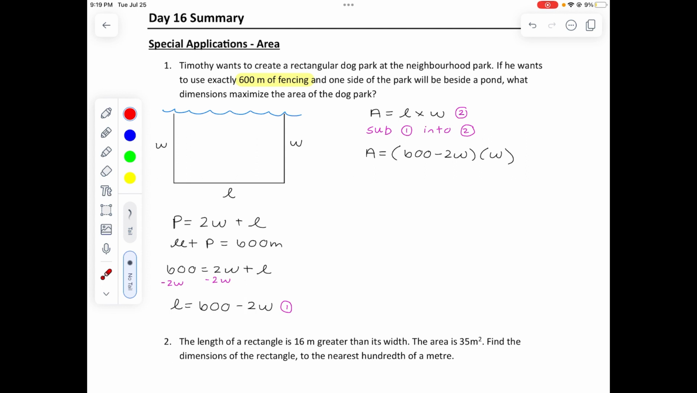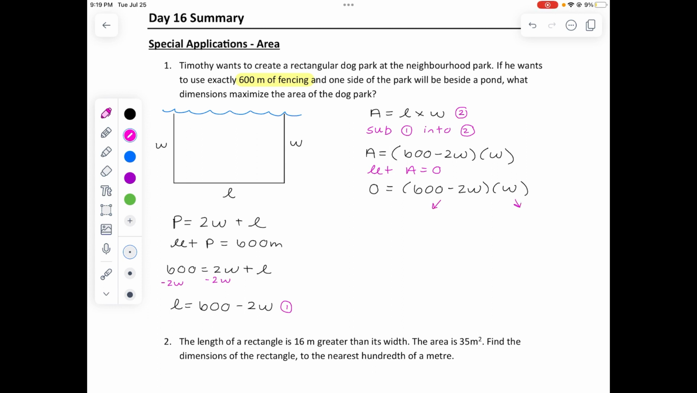But we know that one of the ways we can find the vertex if we are in factored form is from the axis of symmetry. Okay, so this form isn't fully factored, like we could still divide both of these terms by 2, but that doesn't really make a difference in this case. So what we want to do is we are going to let A equal 0, because that's what we do when we are maximizing something, right? When we're finding the vertex, we have 0 equals 600 minus 2w times w, and now we're going to let each bracket equal 0 and solve.